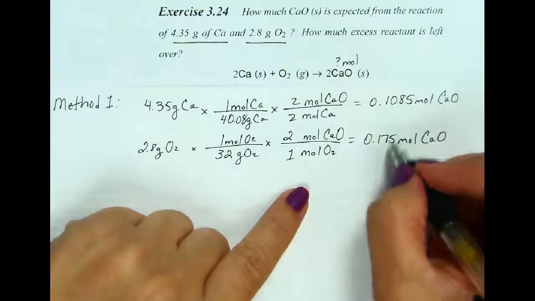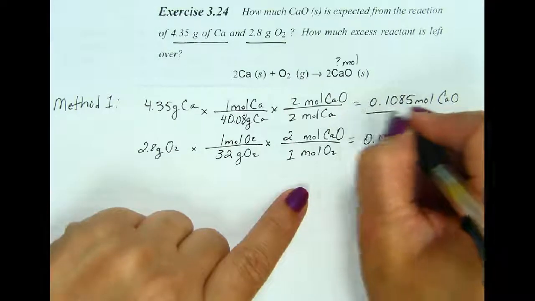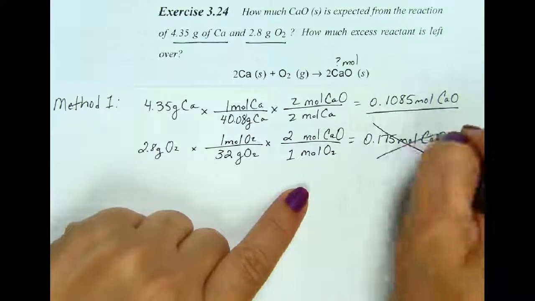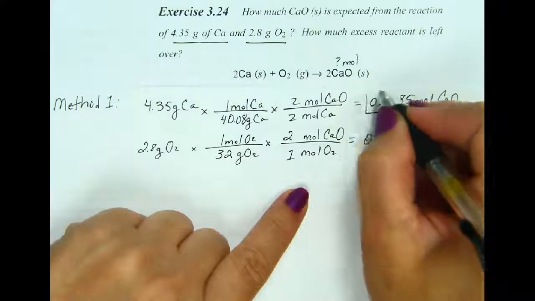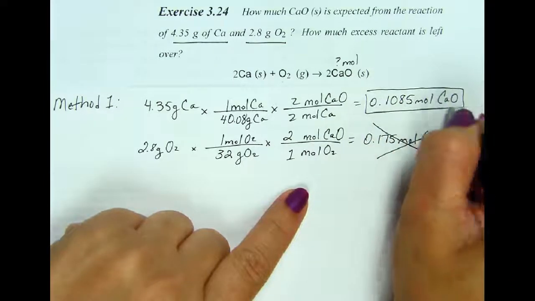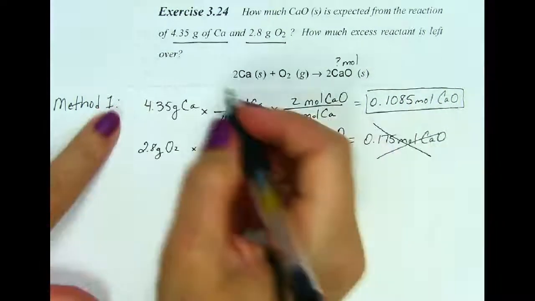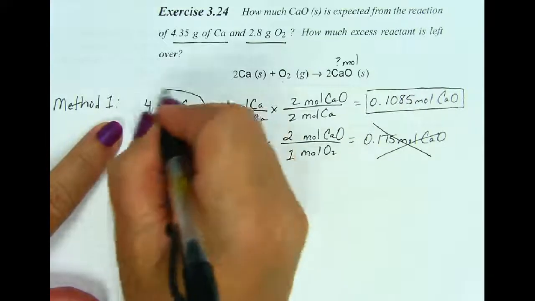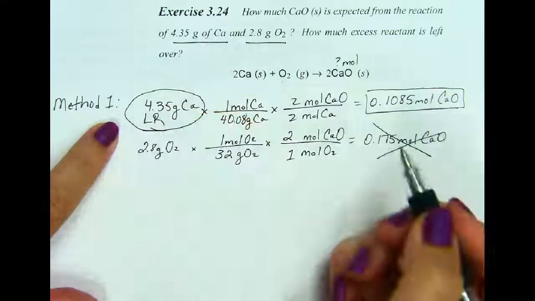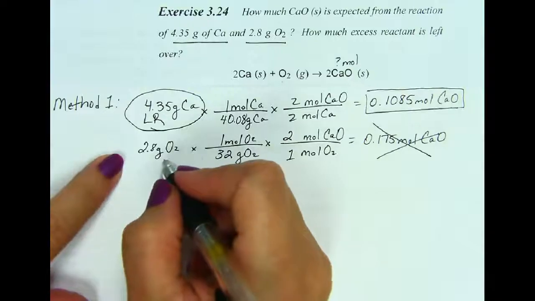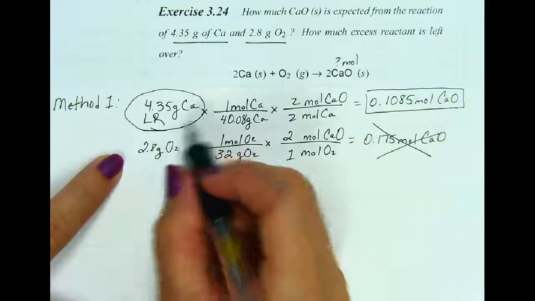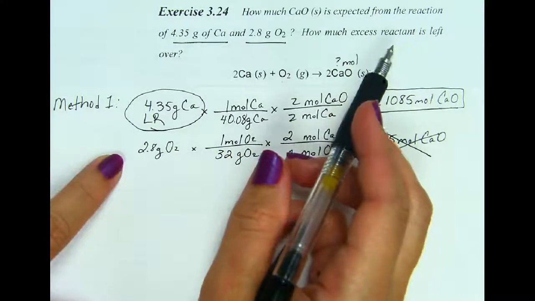So between these two, this is the lesser amount, which means that we're only going to be able to produce 0.1085 moles of calcium oxide. That means that this is my limiting reactant. That makes this the excess reactant. And so now the question is, how much excess reactant is left over?